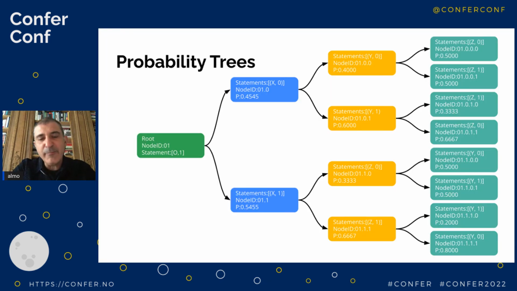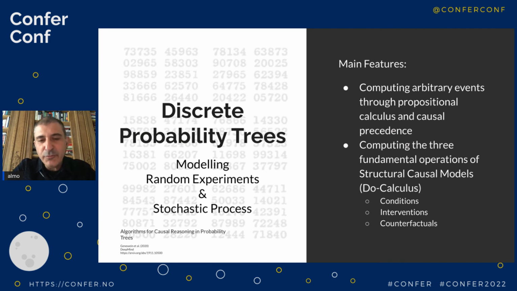Regarding the probability trees, I'm going to go very fast. You can see the code in the repo in GitHub, but just to provide some hints, you have here the reference to the paper where they introduced the pseudo code and the main features of this way to process causal inference. In particular, you can do propositional calculus and causal precedent, which is quite powerful because it's based on trees. It's a very simple way to distribute. You can implement a horizontally scalable solution for this inference, and at the end it is a very simple way to process these inference models.